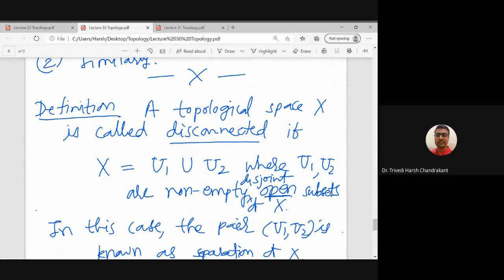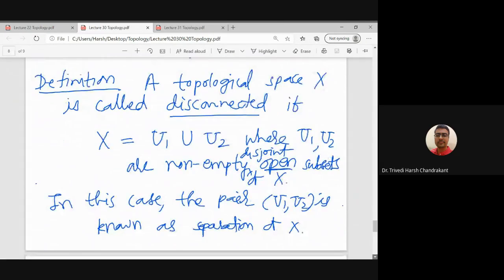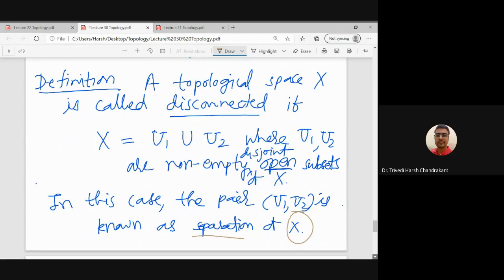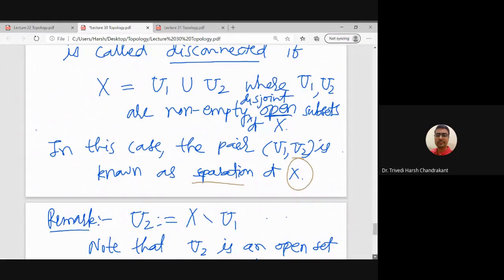Whenever such a pair can be found for a given X, that X is called disconnected, and this pair U1, U2 is known as a separation of X. We will see examples of different topological spaces X, where a separation exists or not, that is, whether such U1, U2 exist or not.